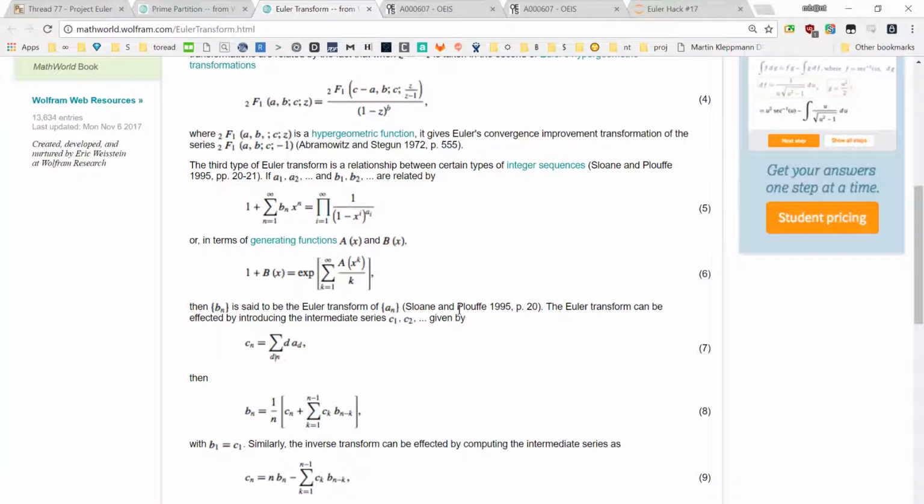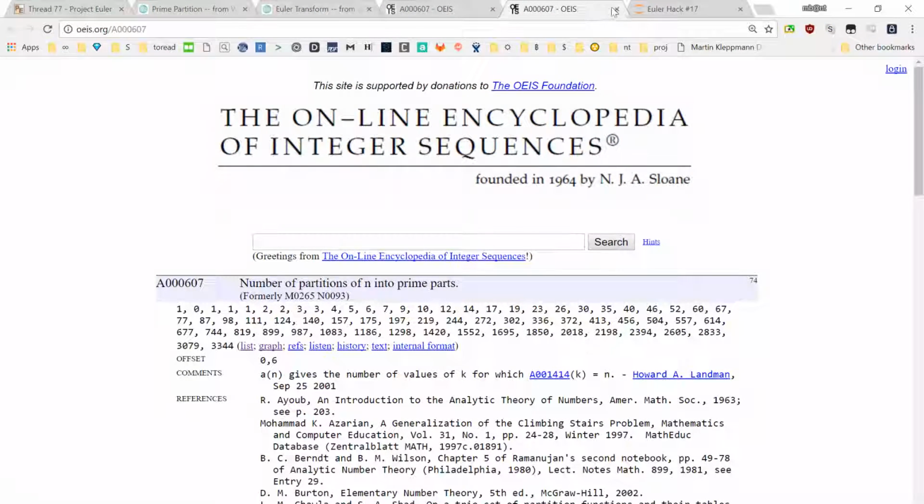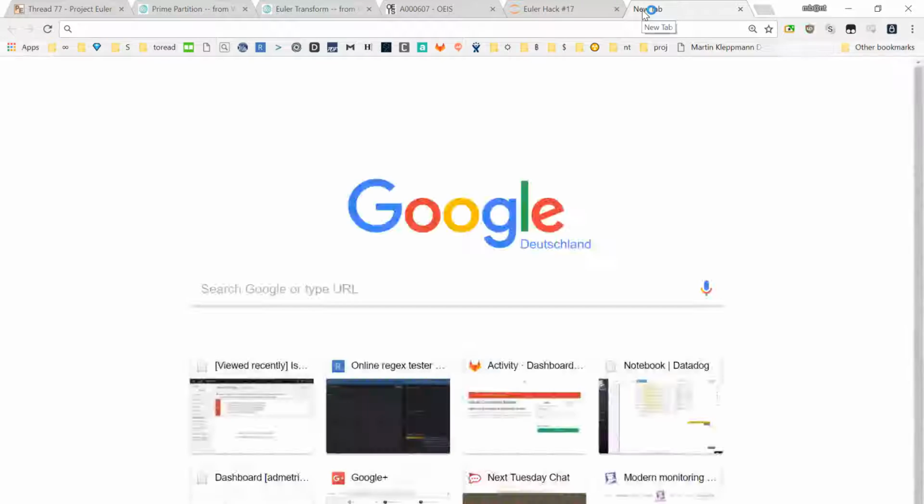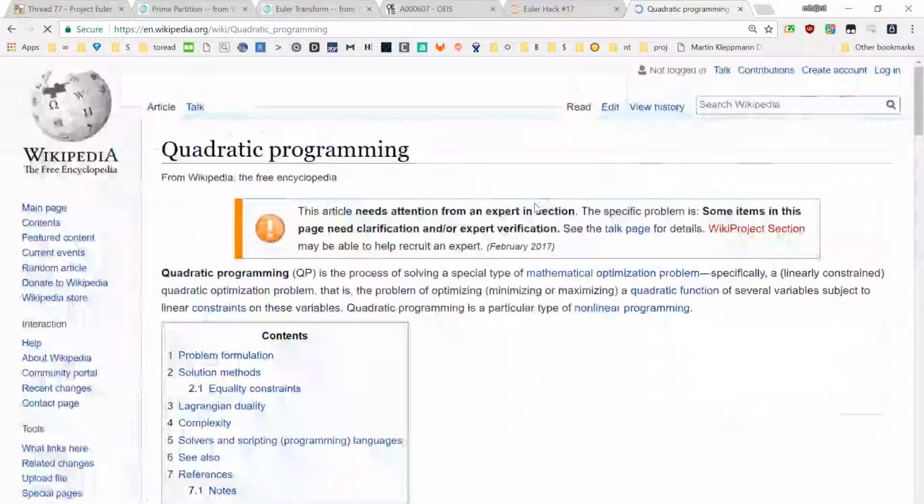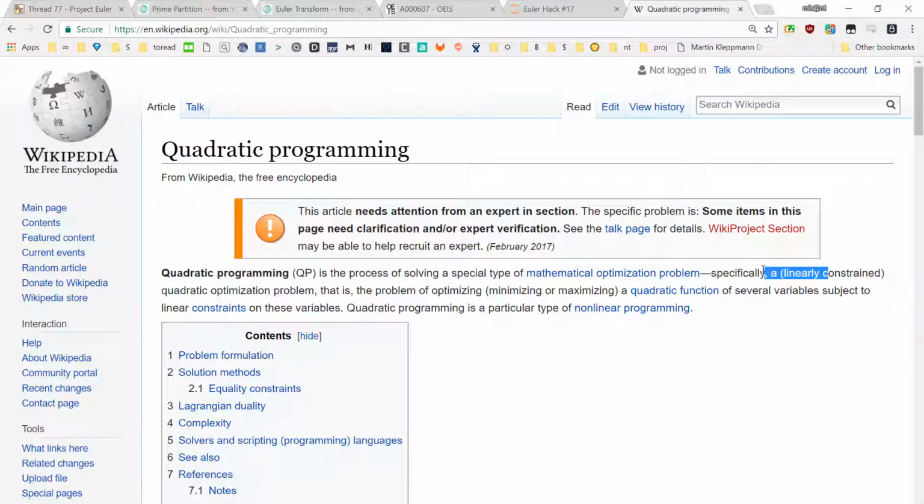Have you ever worked before with quadratic programming? No. What is this? Yeah, the first time my friend told me about it. Instead of linear programming, there is quadratic programming. It's used for solving, for example, portfolio optimization. Okay. They're using something like quadratic programming.